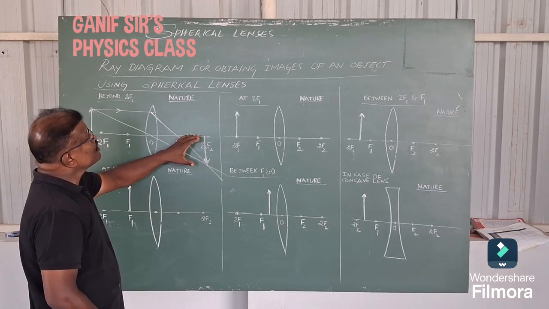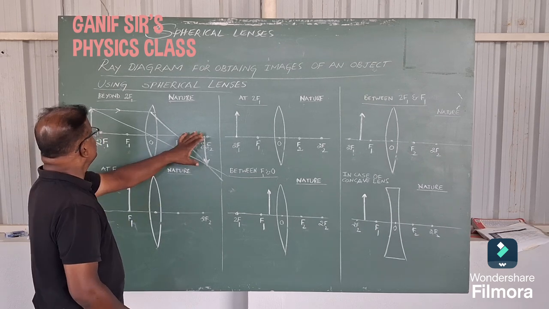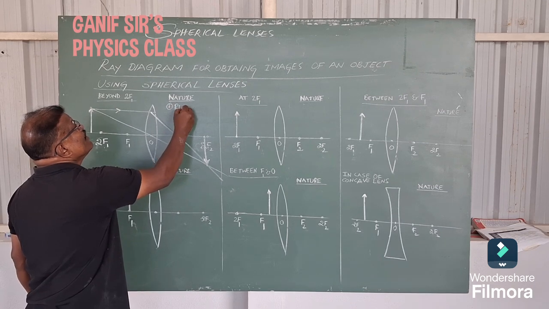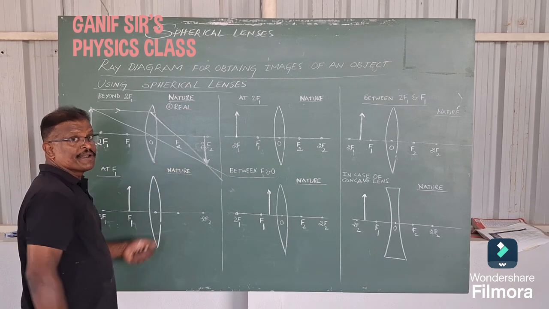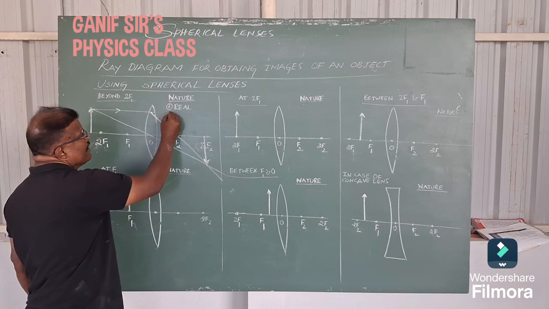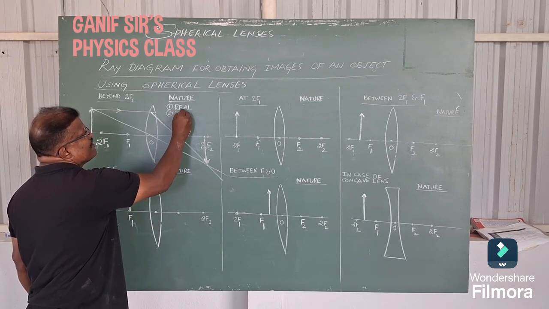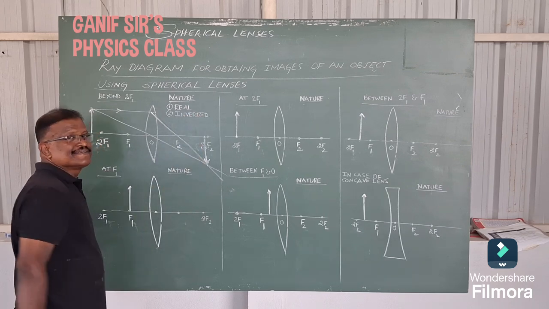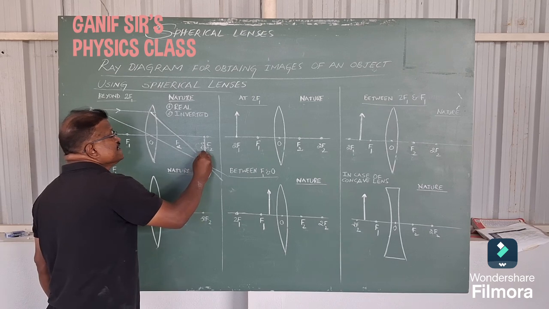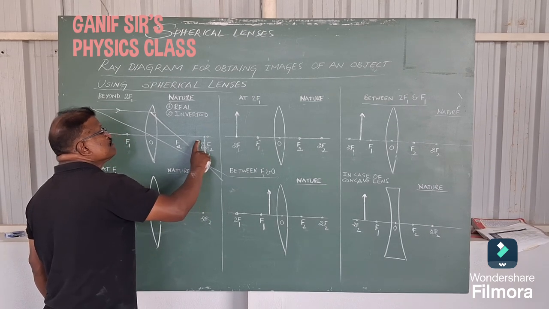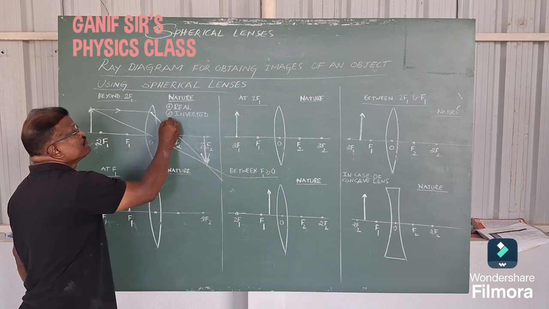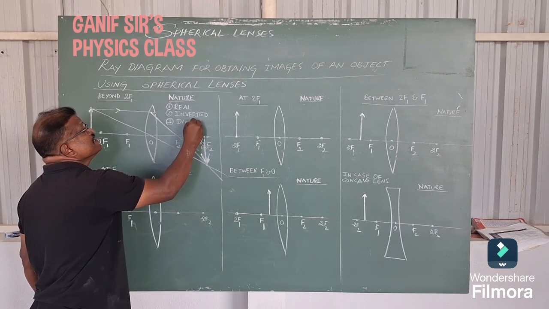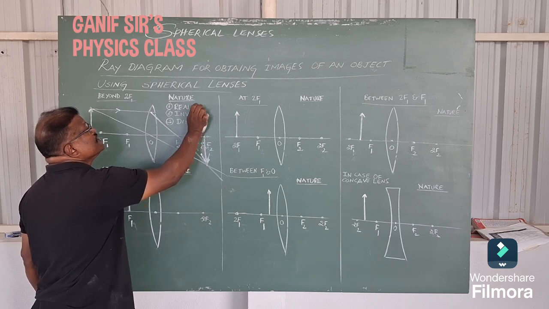And let us discuss what's the nature of the image formed. The nature of the image formed is, first one, it is real. Why is it real? Because it can be obtained on the screen. Second one, it is inverted. Regarding the size, the image is smaller compared to the size of the object. So this is diminished because size of the image has been reduced.